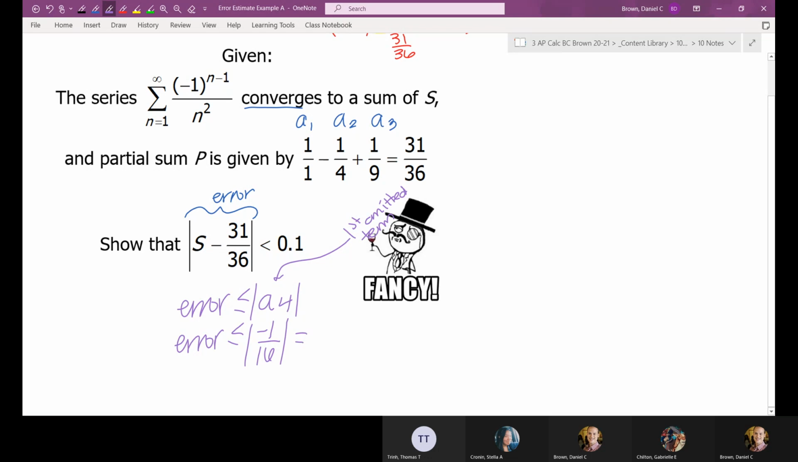I'm just going to put it in a decimal just for comparison. 1 divided by 16 is 0.0625. Well, is that decimal less than 0.1? Yes, and we have shown that.